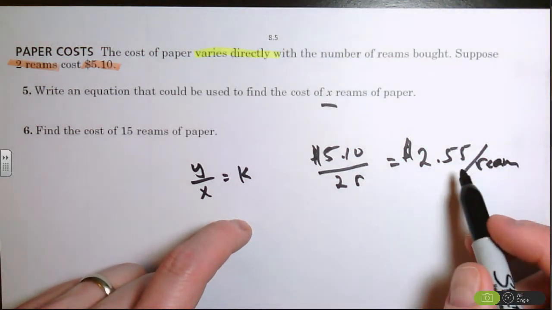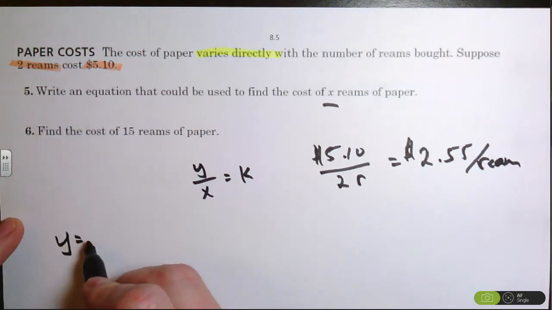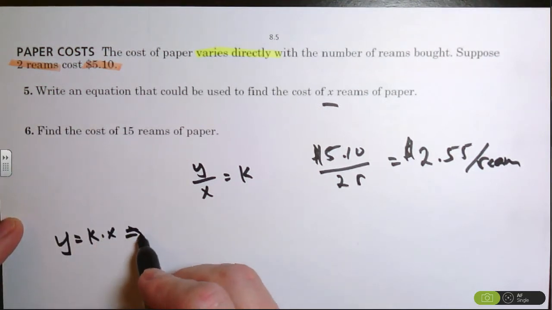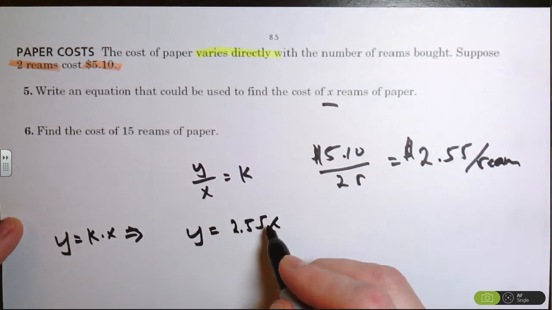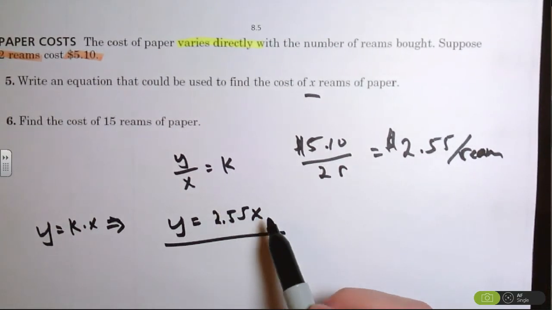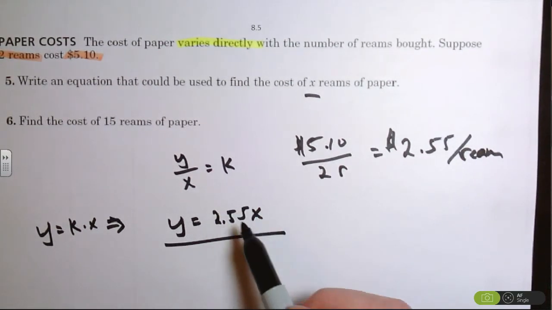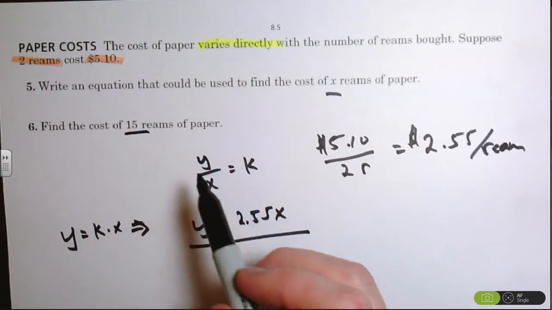And that's proportional. That also means our direct variation formula, y equals k times x, gives us y equals 2.55x, which should make sense. It's 2.55 per ream. If I know how many reams I have, I just multiply that by 2.55, which is what they're asking me to do on 6. Find the cost of 15 reams.